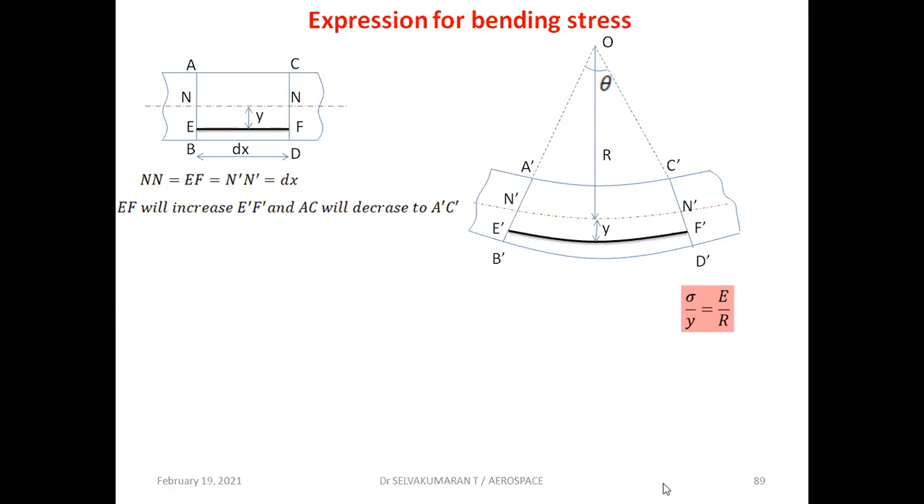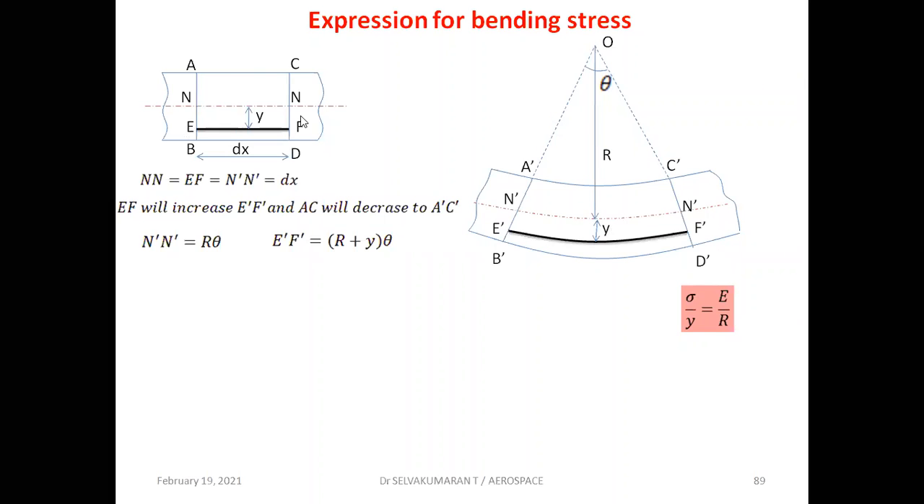So EF will increase to E dash F dash, which undergoes tension, and AC will decrease to A dash C dash, which experiences compressive force. Now imagine a very small arc. How will you find the arc length? Radius into theta. So N dash N dash is equal to R theta. And E dash F dash is R plus y into theta. So N dash N dash is equal to NN.